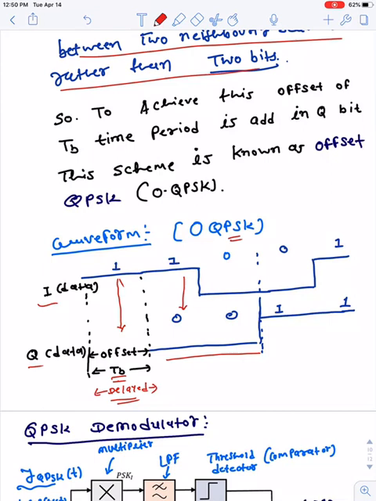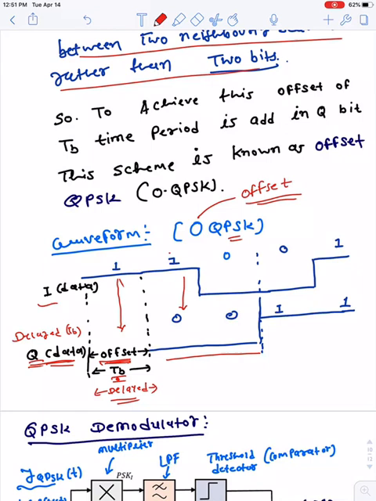So this part is known as an offset, and this scheme is known as offset QPSK. Offset QPSK, because in this case we shift the Q data by a TB time period and then we start. So this offset is given as a TB time period. Now what advantage do we get over here? If the Q data is delayed by the TB time period, what advantage are we getting here?